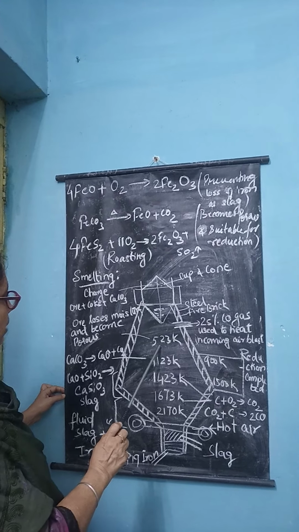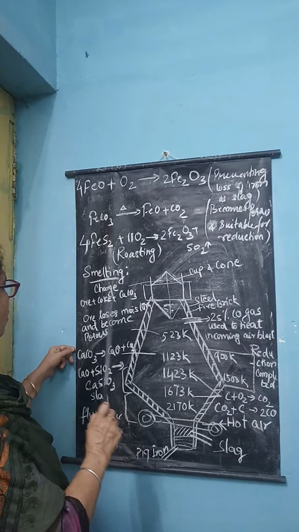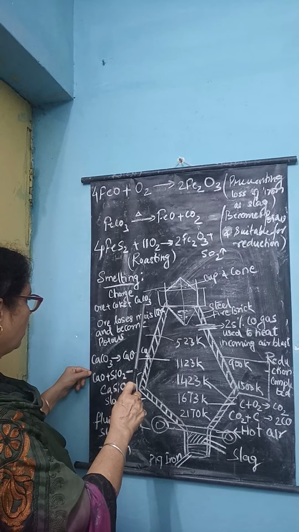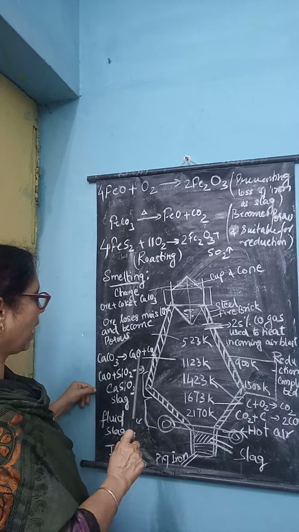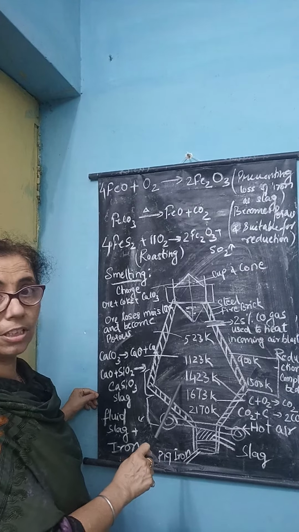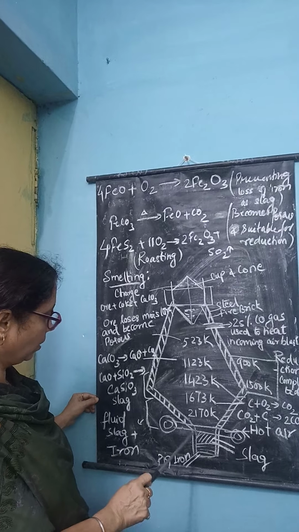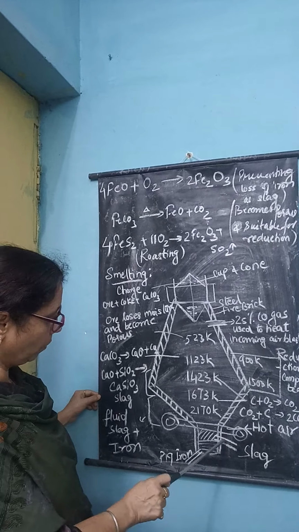At this temperature, 520, the ore loses its moisture and becomes porous for the reduction. Then at 1123 Kelvin, the limestone which has been used here changes to lime. This lime reacts with the impurity silica which is present here, forming calcium silicate. This is the slag which is removed from this lower part.